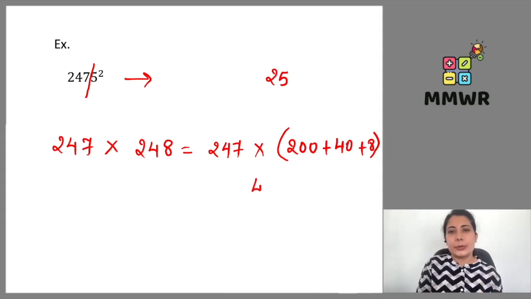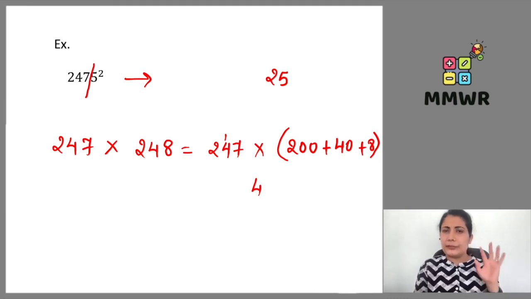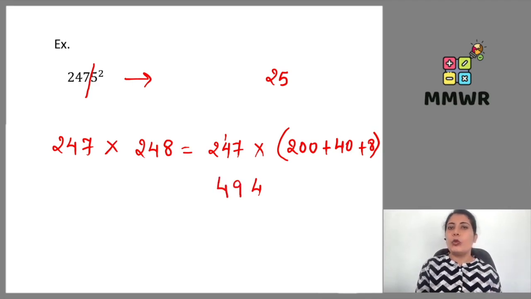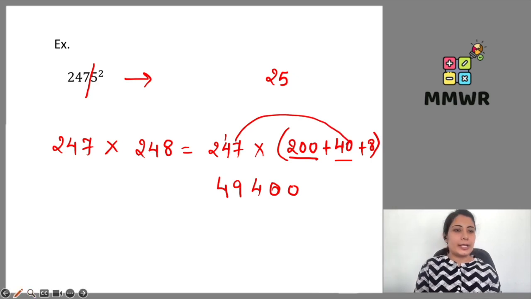Now 2 sevens are 14, 2 fours are 8 plus 1 is 9. If you can't do it this way, you simply have to move step by step. 2 sevens are 14, carry over 1, 2 fours are 8 plus 1 is 9, and 2 twos are 4. And 2 zeros will be there, of course, because here we have 2 zeros. Now 40 multiplied with 247. Just let me erase this.